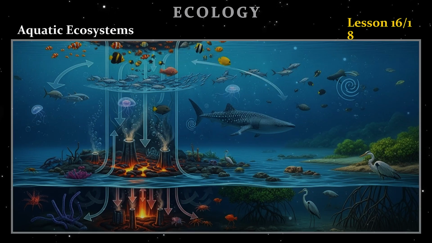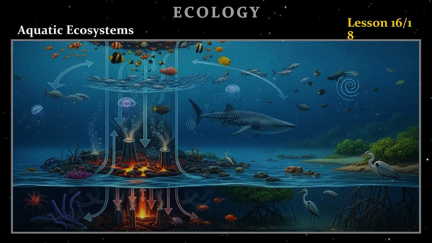It is cold and dark. No photosynthesis can happen here. The only food that arrives is the marine snow, dead algae, and fish poop raining down from above. The organisms here are decomposers and scavengers, adapted to low oxygen.